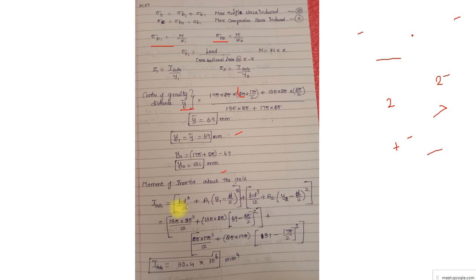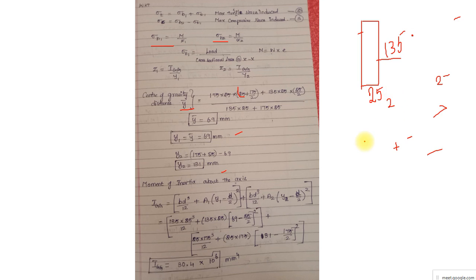So first, BD cube by 12 plus A1 into Y1 minus D by 2 the whole square. First, I take only this part of the T cross section. Its values are 135 and 25. Okay, so what do I write? BD cube. So here, which one do I take as B?